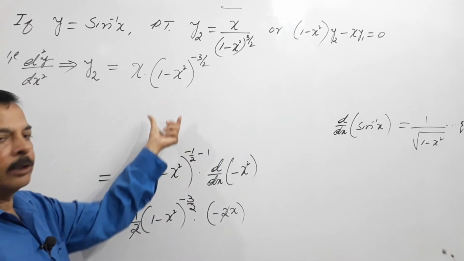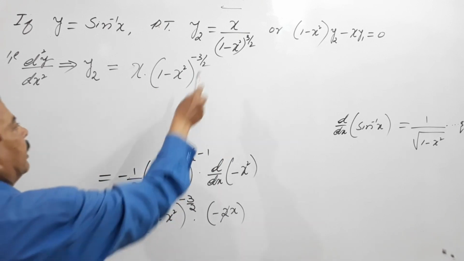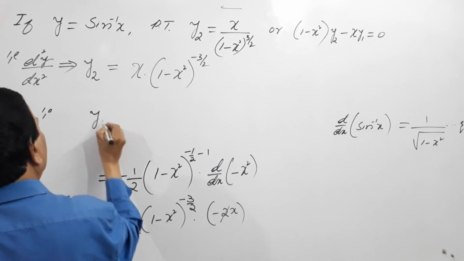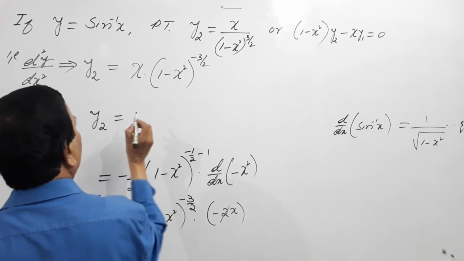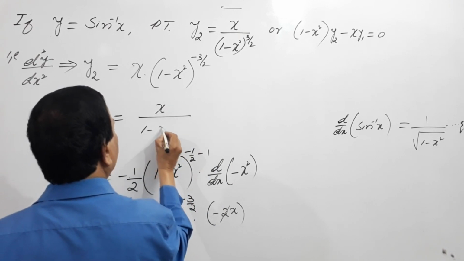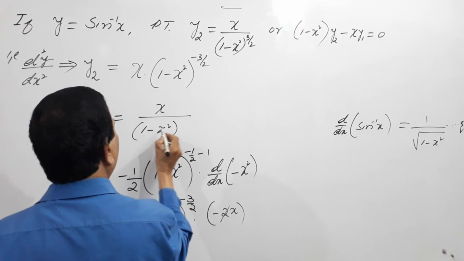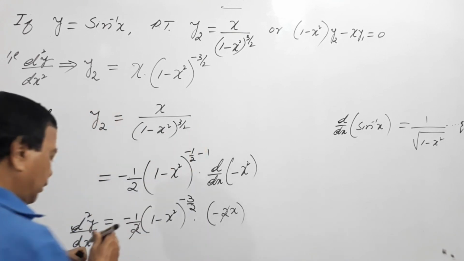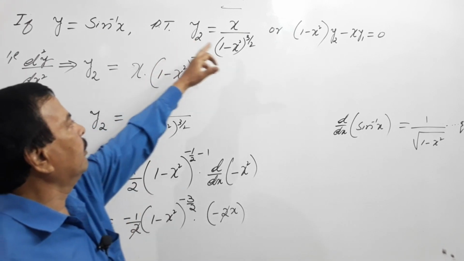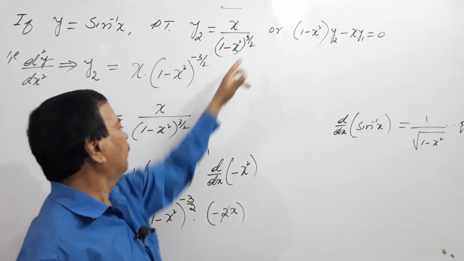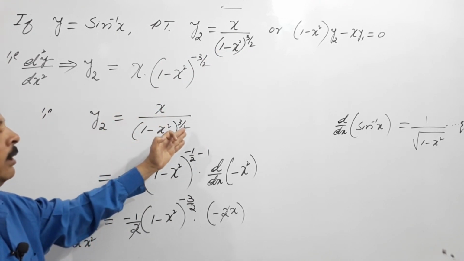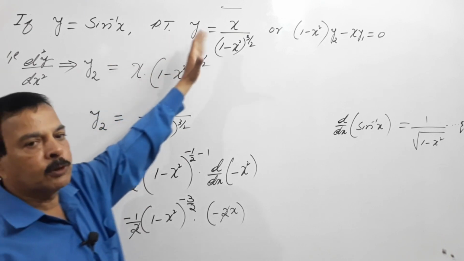Supposing I send this to the denominator, what happens? We get this. So that is y2 equals x by 1 minus x square to the power of 3 by 2. What has he asked you? To prove that y2 equals x by 1 minus x square to the power of 3 by 2. We have got it. So this portion is over.